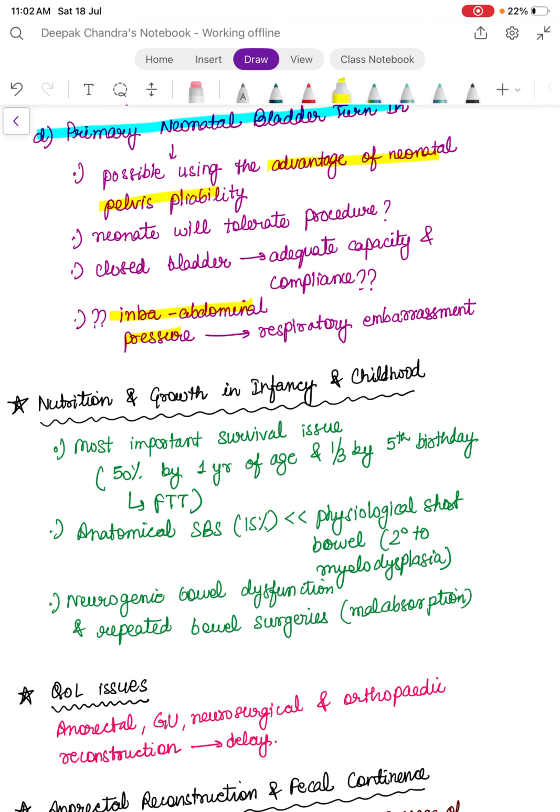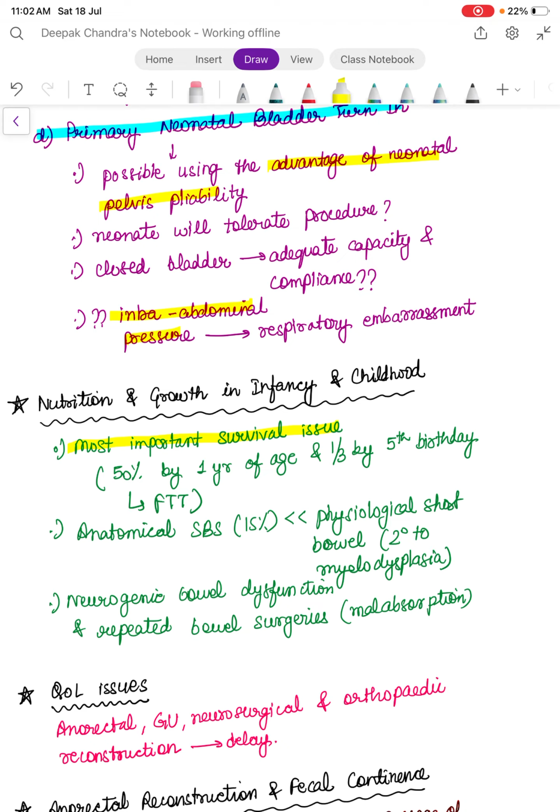Then the nutrition and growth in infancy and childhood. So the most important survival issue is how is the nutrition of the child. The majority of these kids have a problem with this and usually end up in failure to thrive, and this is seen in around half of the cases by the first year of their life, and around one third of the children by the time they reach their fifth birthday.